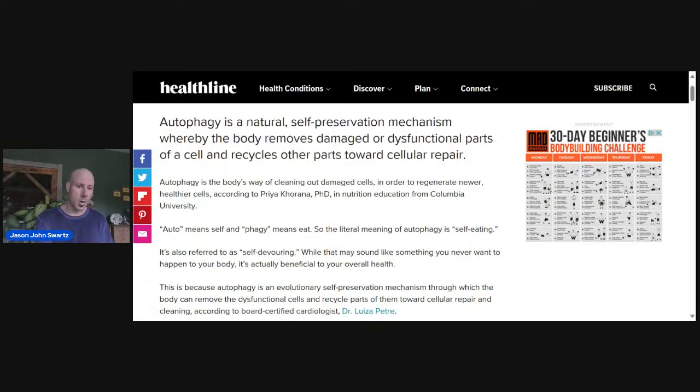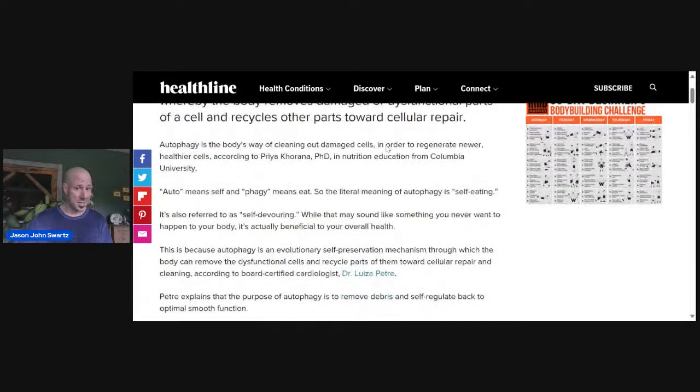So auto means self, and phagy means eating. Automatic eating, or self-eating, sounds horrible, but it's actually necessary. The literal meaning of autophagy is self-eating. It's also referred to as self-devouring. Sounds scary, but it's actually healthy. While that may sound like something you never want to happen to your body, it's actually beneficial to your overall health. This is because autophagy is an evolutionary self-preservation mechanism.